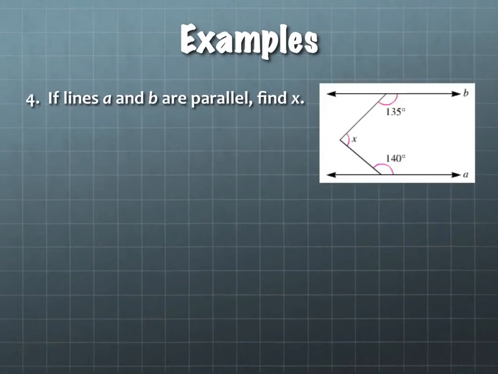All right, our last example is this one. And there's more than one way to do this problem. So I wonder what I did with my notes. We'll just see. We have two lines that are parallel, A and B. We have the angles that are marked here. And they're asking us to find X.